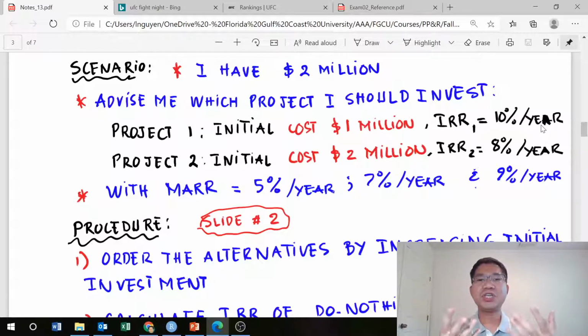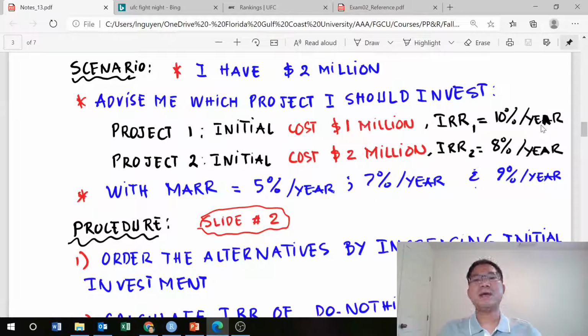And that considers something we call opportunity cost. I'm rich, I have $2 million. I'm not going to keep the 1 million left after I invest in project 1 in my house. That is unsafe and does not generate more money. No one is going to do that. I have to invest somewhere, and that is opportunity cost. You have to consider opportunity cost when you evaluate the project.